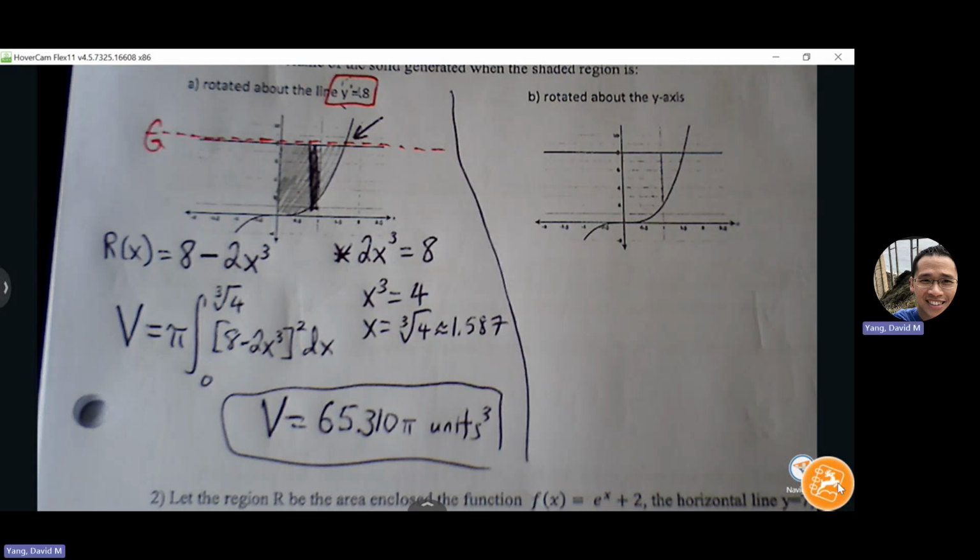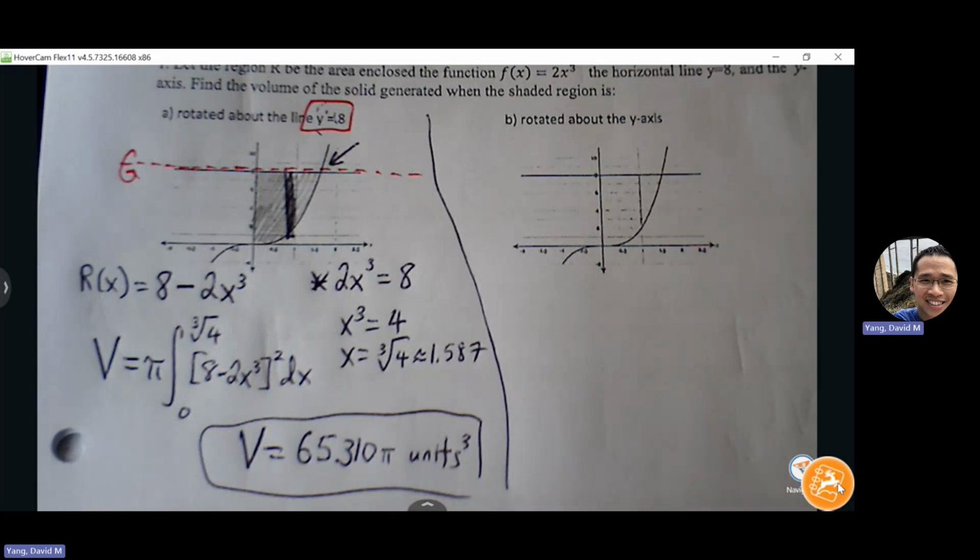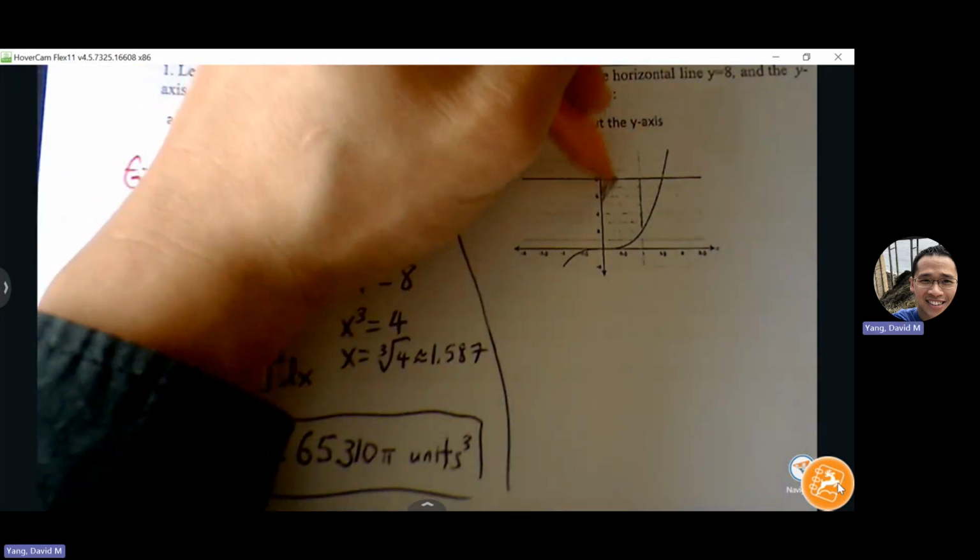Okay, any questions so far? Okay, let's look at part B. Same shaded region, same equation, same situation.